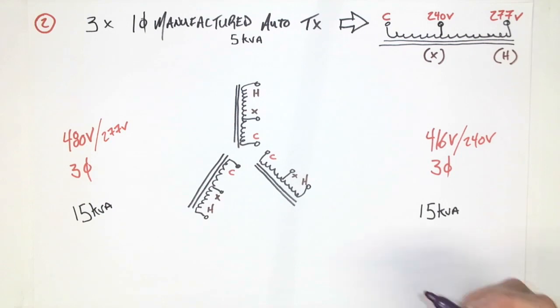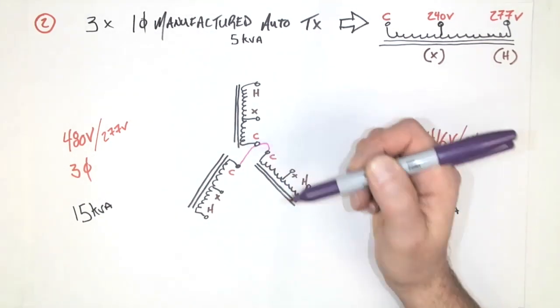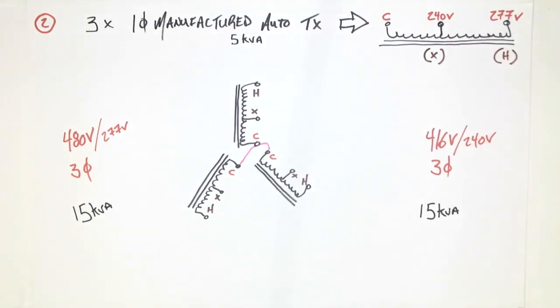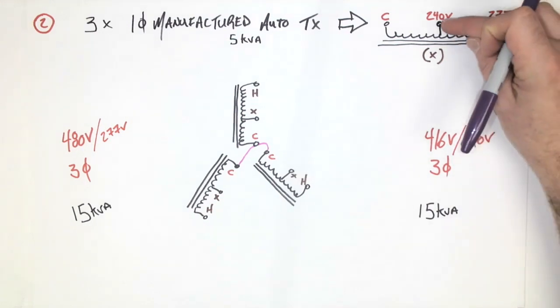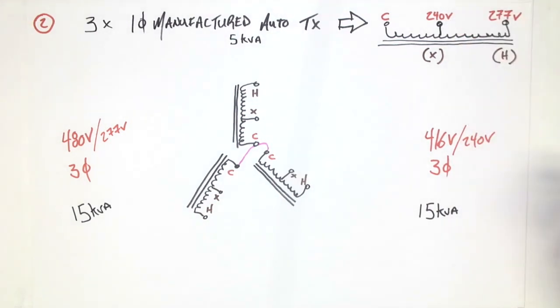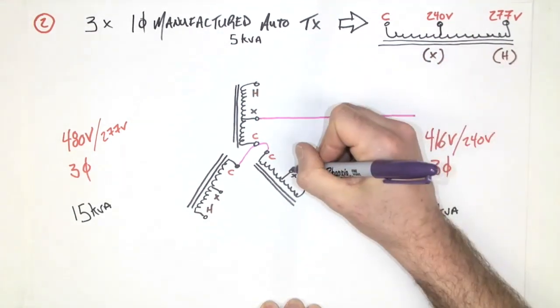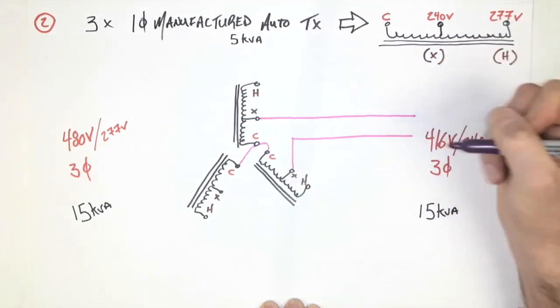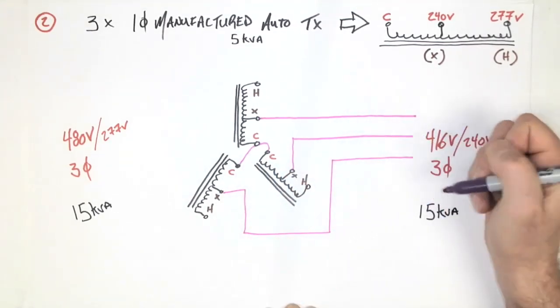For the connections, well, we still have a Y, so that means we need a common point. So there's our star point. And now we need to look at what winding is going to connect to what side of the circuit. So this being the lower voltage, we're going to be connecting to the X terminals. So here's my X terminal, 1, 2, 3.